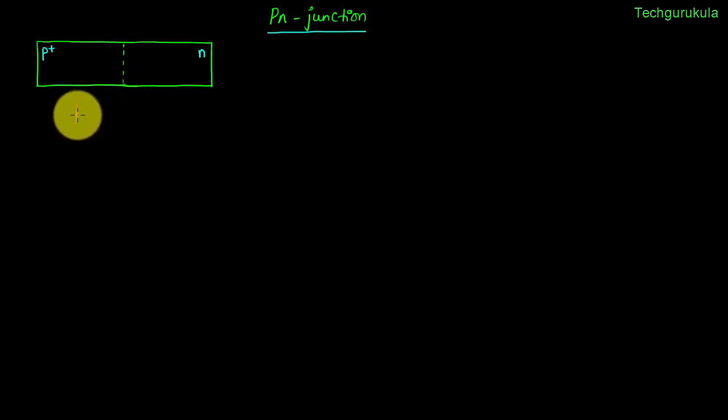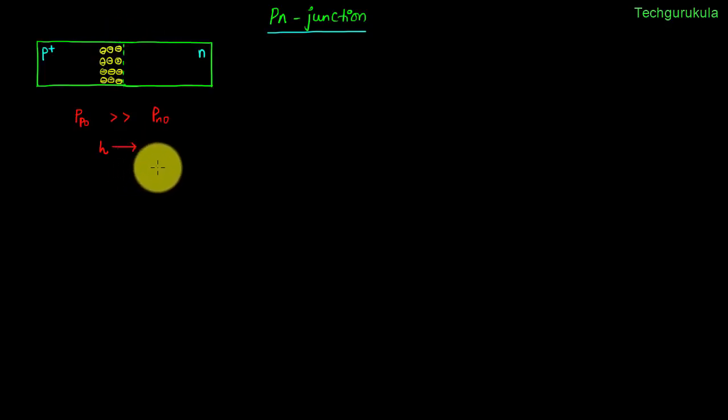We know that the hole concentration on P side is far greater than the hole concentration on N side, which means there is a hole concentration gradient which would give rise to diffusion process, where the holes would move from higher concentration to lower concentration, which means from P side to N side there will be hole movement. As a result, we'll have diffusion current, and as holes are moving, which will expose the acceptor impurity ions, which are negative in nature. So let me represent them here.